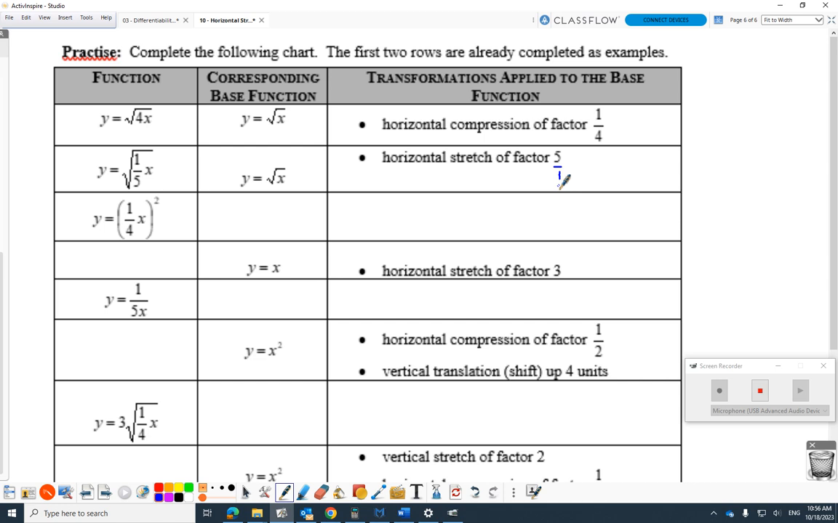So, y equals 1/4 x squared. What's the base function? Y equals x squared. Identifying the base function shouldn't be too bad in this chapter. There's only 4 to choose from. Squared, square root, regular x, or 1 over x. That's all you got to worry about there. So what's the transformation? There's only one here. It's a horizontal stretch by a factor of 4.